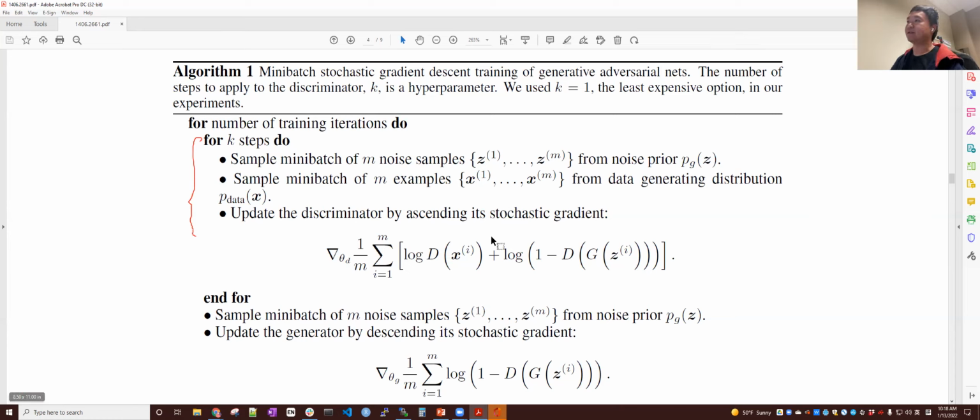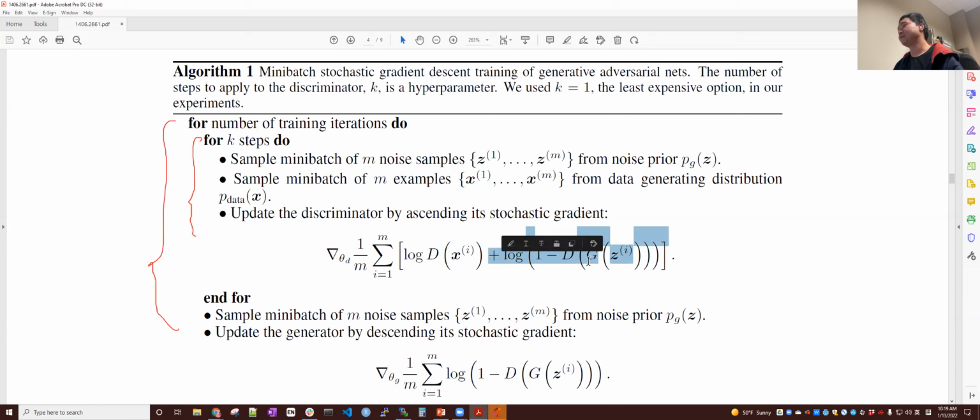And the second step, after you train your discriminator, is you train your generator. It's still stochastic gradient descent. You compute the gradient of your value function, but in this training, the first term has nothing to do with G, the generator. We just focus on the second term here.